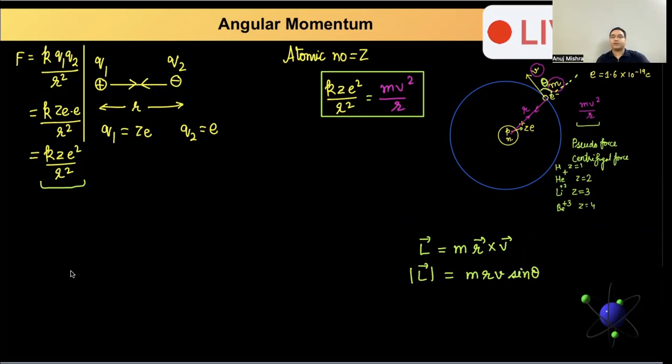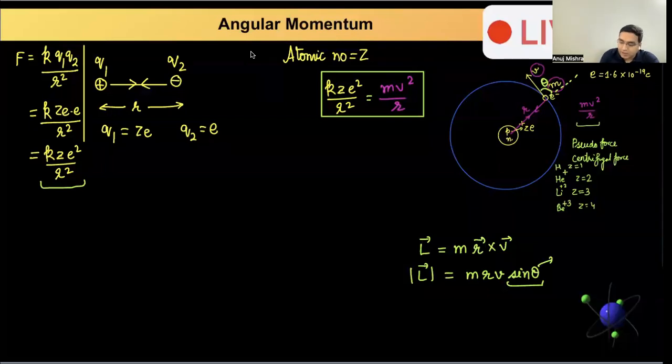This angle theta. Look at the angle theta in the diagram. R ऐसे जा रहा है, V इधर है, so R और V के बीच का angle. And sine theta, in this case, theta is how much? Please type in chat box. In our case, what is the value of theta? Everyone? 90 degrees. Very good.